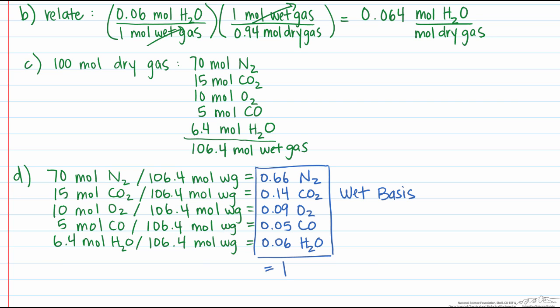Note that we set a basis for both the wet and the dry gas analysis that we had done earlier. We can do this because we are looking for a composition of a stream, not a molar flow rate. Try this yourself using a different basis, such as 50 moles or 1 mole of dry gas, and you'll see that you get the exact same compositions.